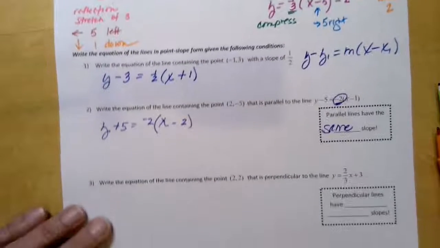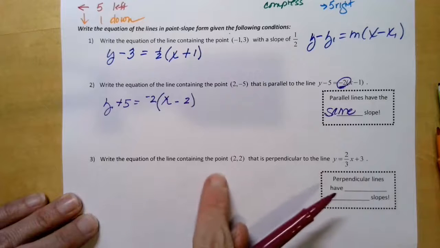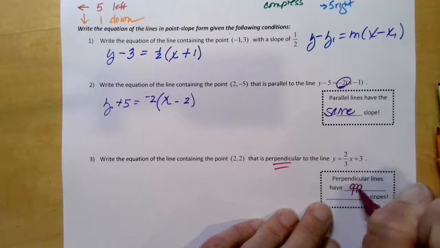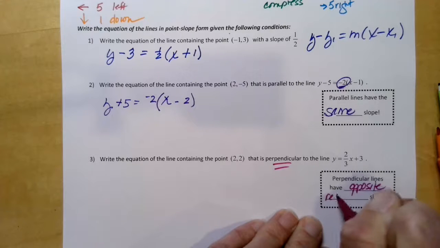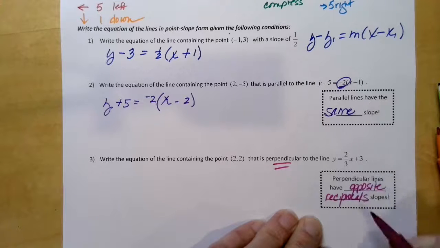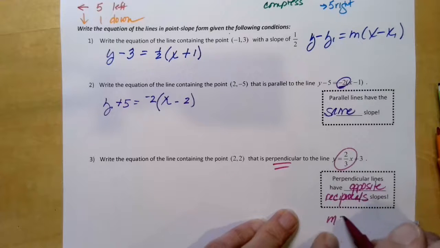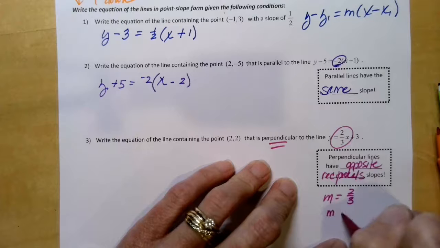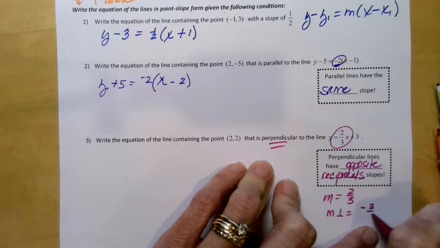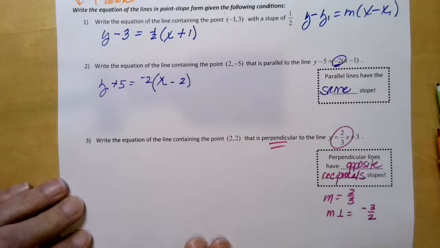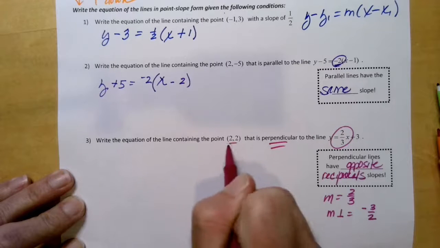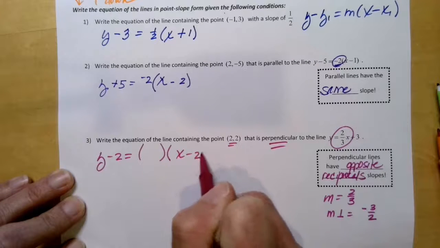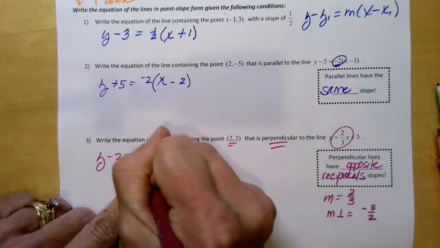Alright. And my next one, write the equation of the line containing that point. Perpendicular. Okay, perpendicular lines have slopes that are opposite reciprocals. So if this slope is equal to 2/3, guess what? The slope of the perpendicular line is -3/2. You remember that from geometry. Alright, so write the equation of the line containing this point. So y minus 2 is equal to my new slope times x minus 2. And now I need to go get it. -3/2.